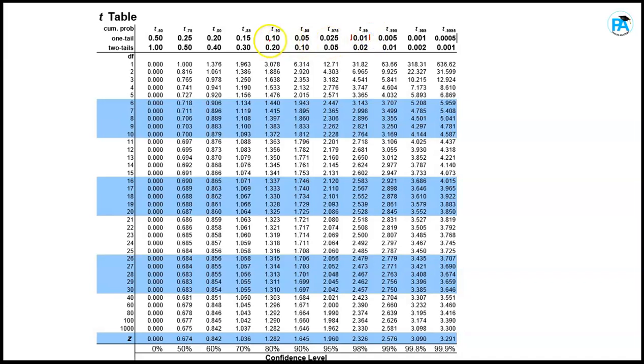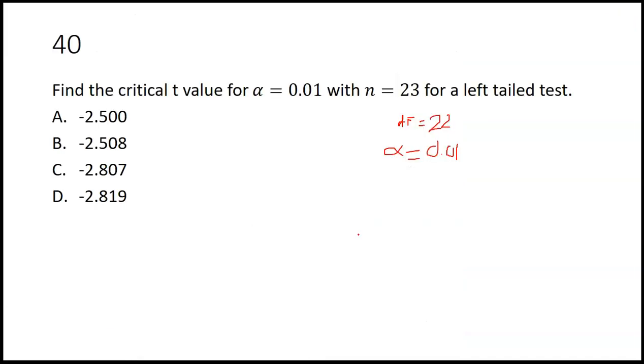Don't make the mistake of checking 0.1. You are looking for 0.01, not 0.1. This mistake can be committed by anyone. So go to 0.01. Now the degree of freedom is 22, so we are looking for degree of freedom of 22. It will be somewhere here. So the answer is 2.508.